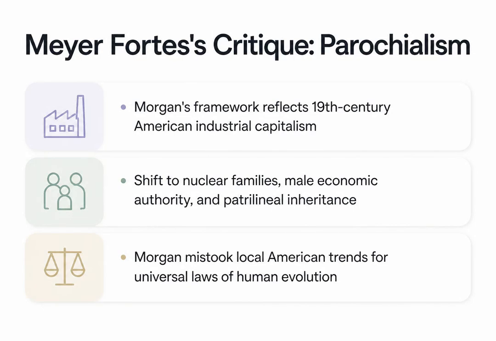Another major critique comes from Meyer Fortes, who argued that Morgan's framework is hopelessly parochial. Fortes observed that when Morgan was writing in the 1870s, American society was undergoing rapid industrialization. This shift was breaking down extended families into nuclear ones, consolidating male economic authority in factories, and intensifying patrilineal inheritance. Fortes points out that Morgan simply took these specific trends of 19th century American capitalism and projected them onto the whole of human history, mistaking a local, historically specific trajectory for a universal law of cultural evolution.